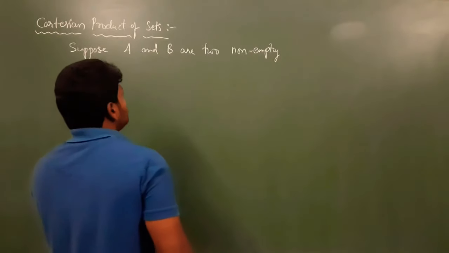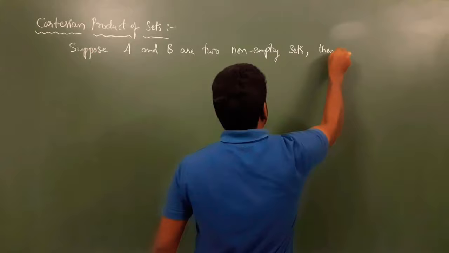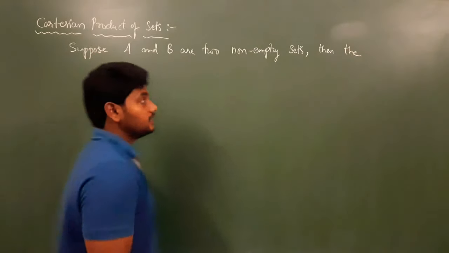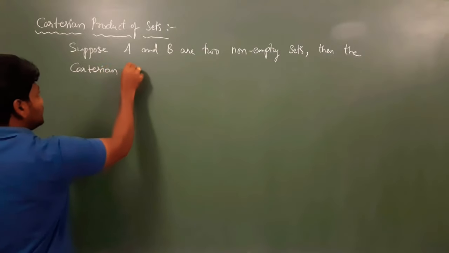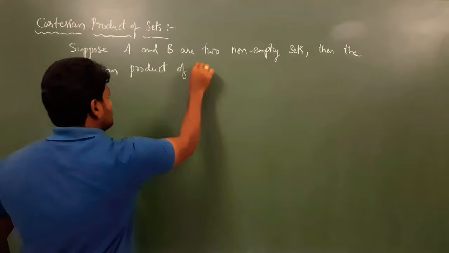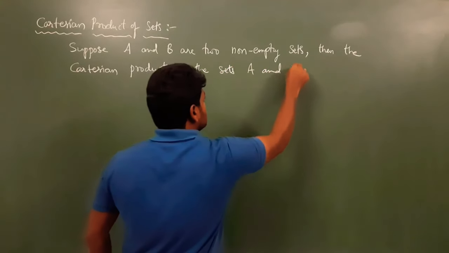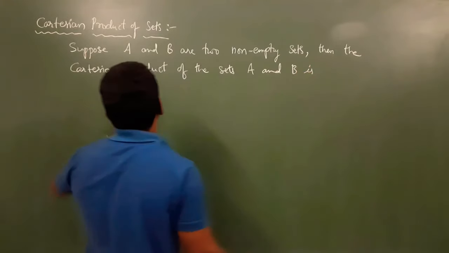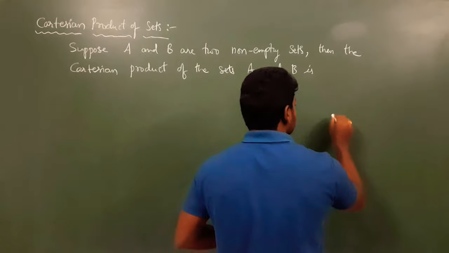Capital A and capital B are two non-empty sets. Then the Cartesian product of the sets A and B is... suppose A and B are two non-empty sets. Like those sets, I will consider like C.